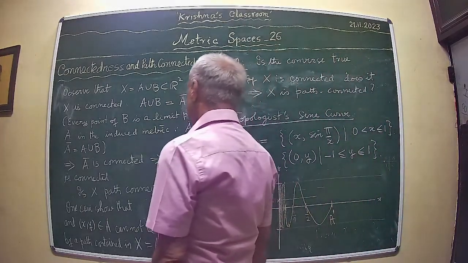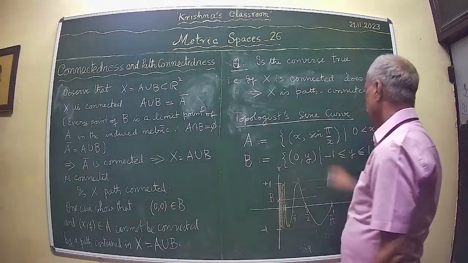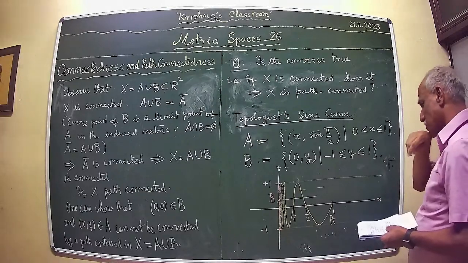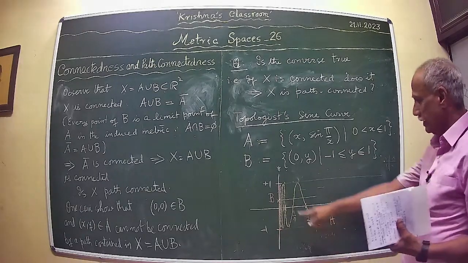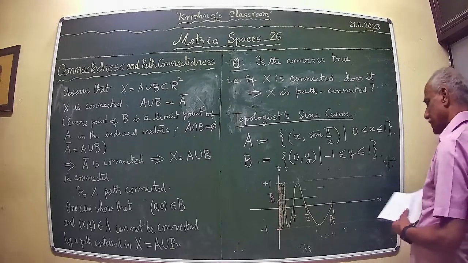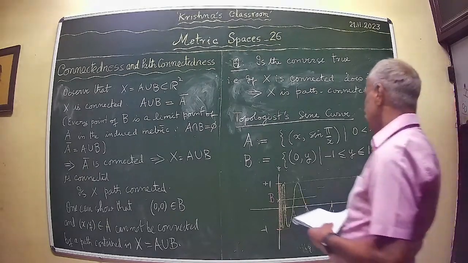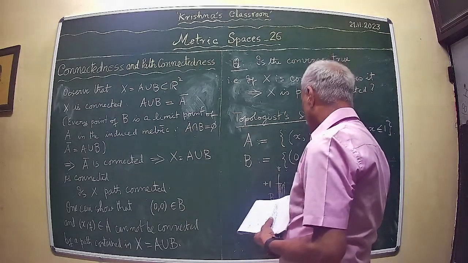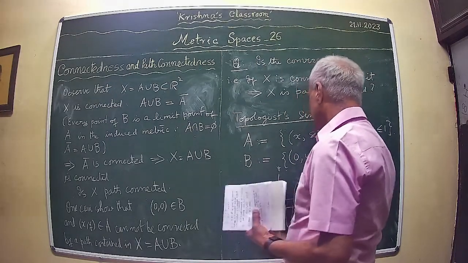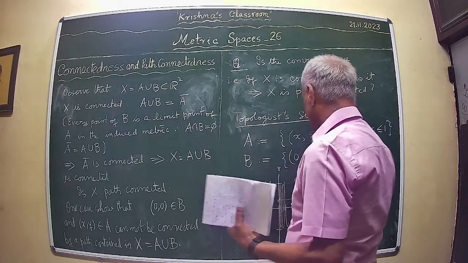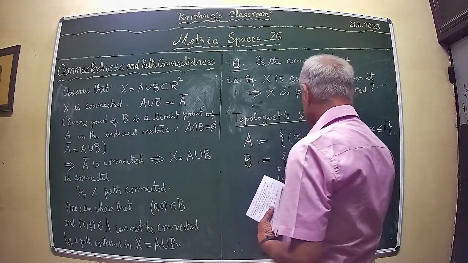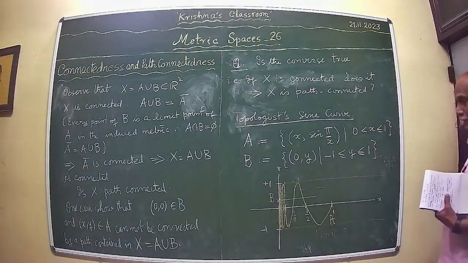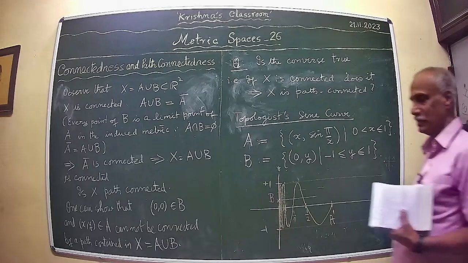See, y is equal to sin pi by x is a continuous function. It is not defined at x equal to 0, otherwise it is defined, and it's a continuous path. But if you take a point on B and try to connect it to any point on A and stay on this path, then you will not get a continuous path. Okay, so that's why it is not path connected.